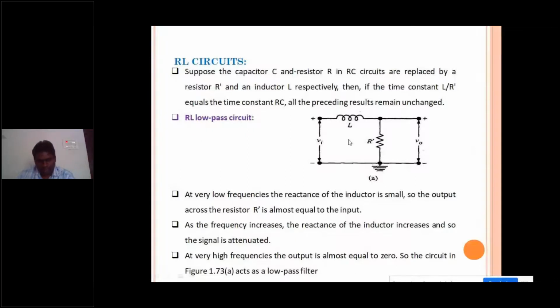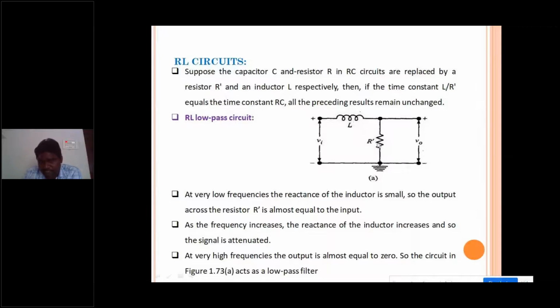Next comes RL circuits. You all have an idea of RC circuits till now. We are moving to RL circuits. We need to replace the components. Suppose the capacitor C and R in the RC circuit are replaced by R dash and an inductor L respectively, which means C needs to be replaced by R dash and R needs to be replaced by L.